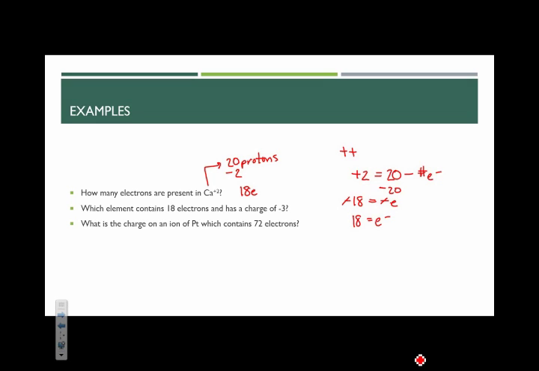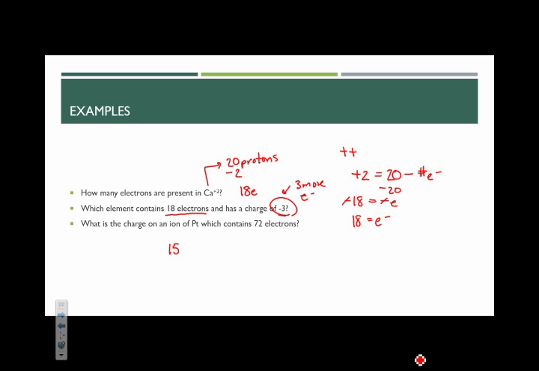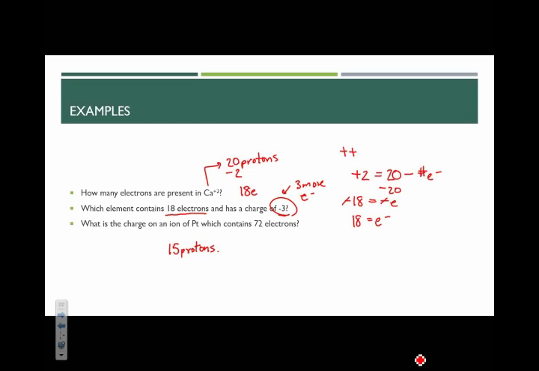In our second example, which element contains 18 electrons and has a charge of negative 3? So I can't assume that because it has 18 electrons it has 18 protons, because it tells me I've got a negative 3 charge. That tells me also I have 3 more electrons than protons. And if that's the case, then I must have 15 protons, which is phosphorus.